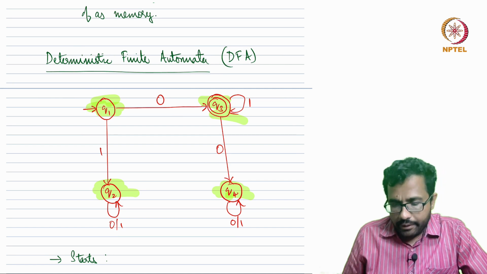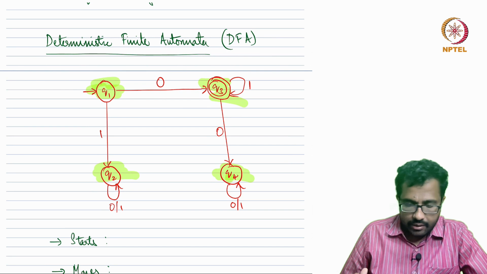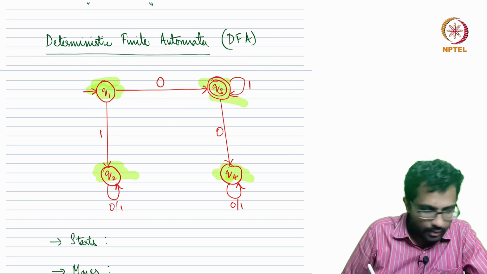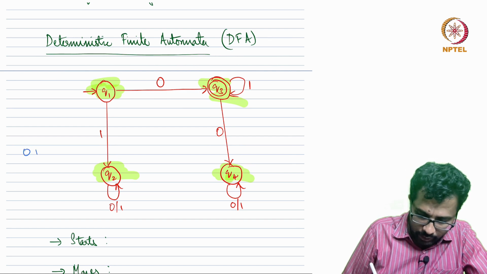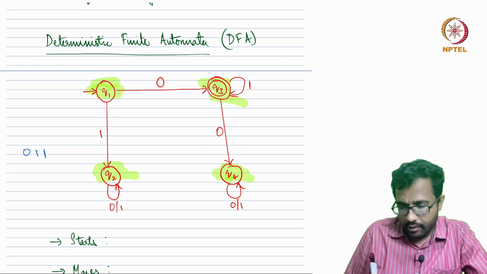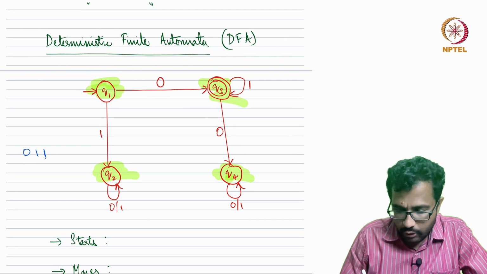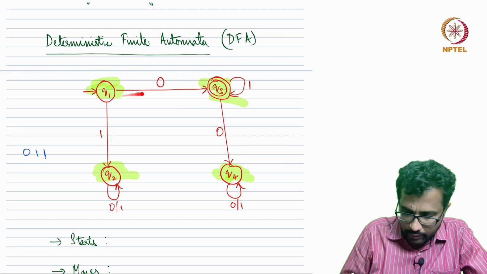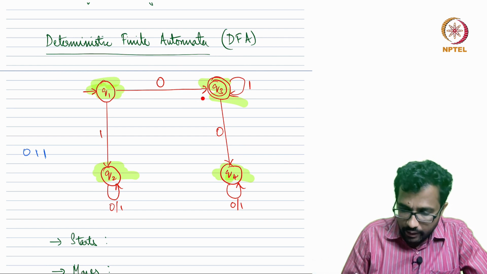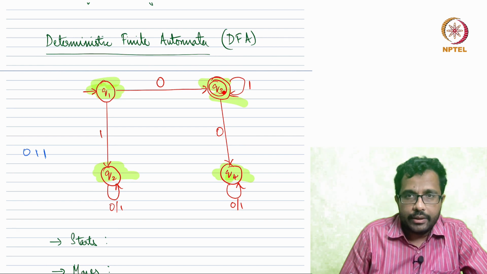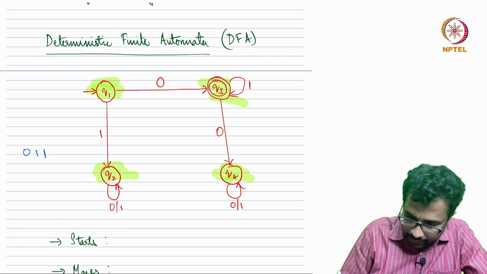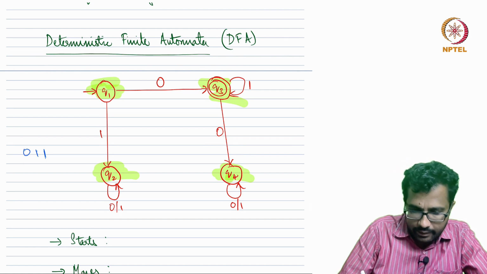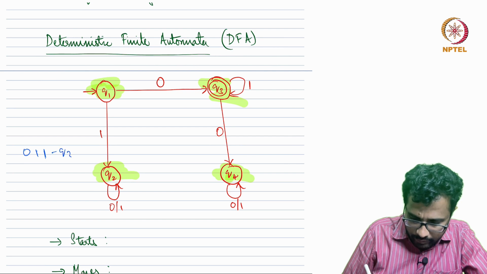So let's try to see what it does. Maybe it's simplest to see what happens when a string such as 0 1 1 is read by this machine. The starting position is Q1. When it sees 0, it moves to Q3, and then when it sees 1, it remains at Q3, and when it sees the second 1, it again remains at Q3. So after reading 0 1 1, it ends at Q3, right?